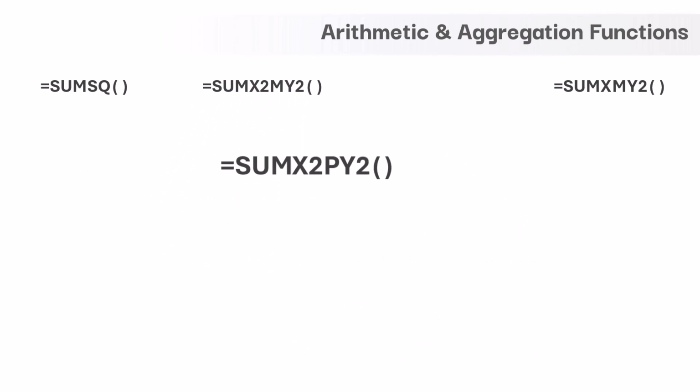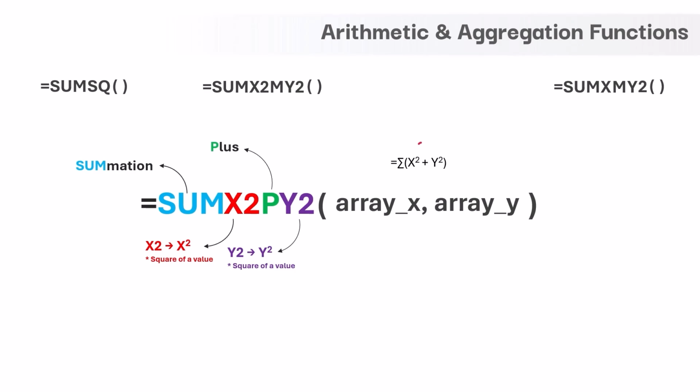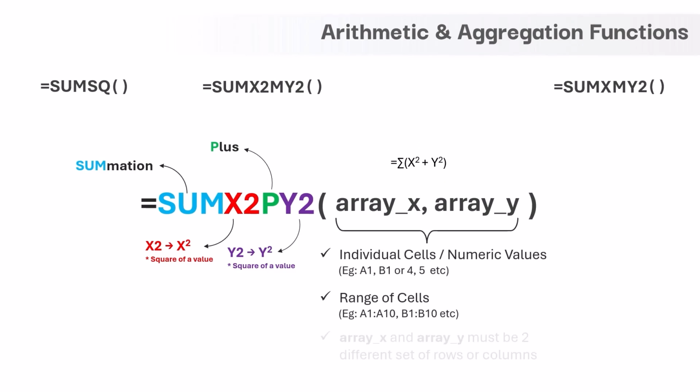Next is the SUMX2PY2. Even this function has four different elements and their meanings are the same as that of the previous function. The only difference is letter P, which stands for mathematical operation plus. So basically, this function will find the square of each value of two input arrays, find the summation between each of those square values, and then finally sum up all those values. This function requires two input arrays and its details are the same as that of the previous function.